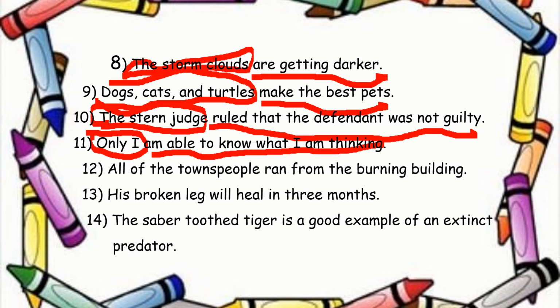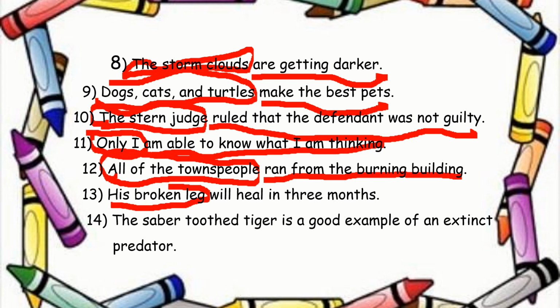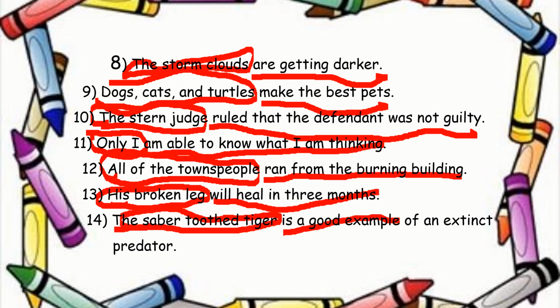12th one. All of the townspeople ran from the burning building. All of the townspeople is the subject and ran from the burning building is the predicate. His broken leg will heal in 3 months. His broken leg is the subject. Will heal in 3 months is a predicate. The saber-toothed tiger is a good example of an extinct predator. The saber-toothed tiger is the subject and is a good example of an extinct predator is the predicate.